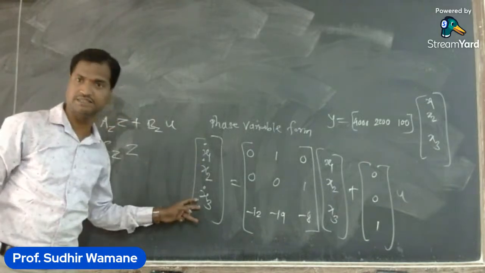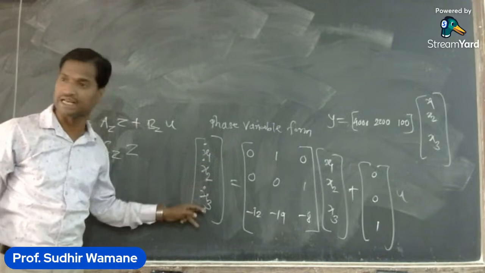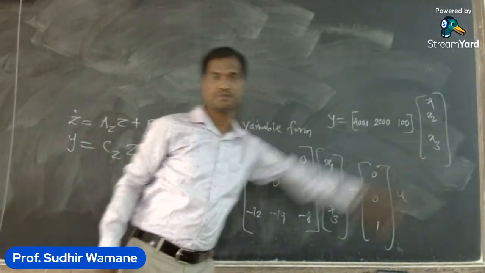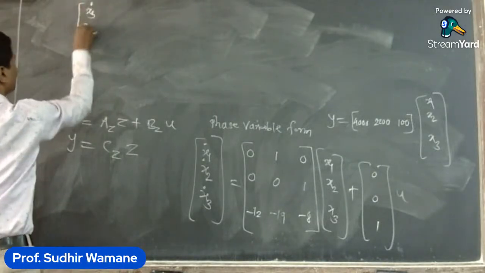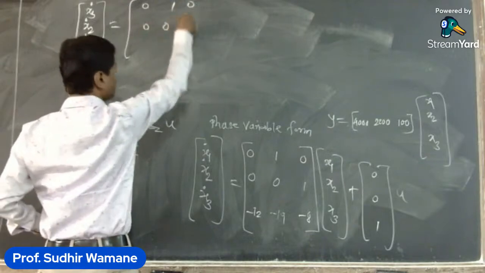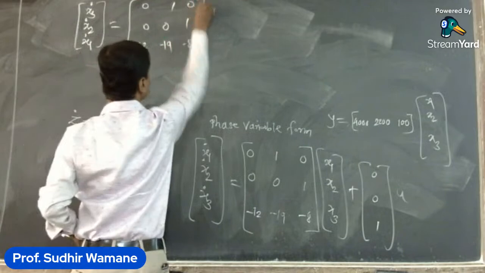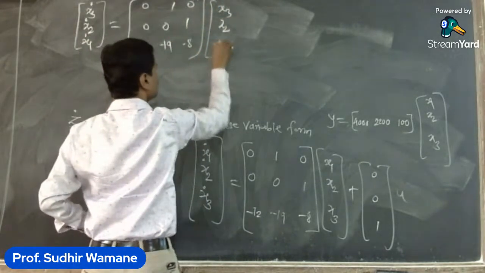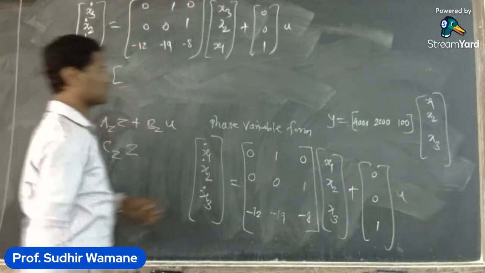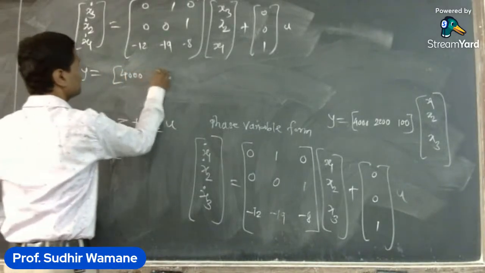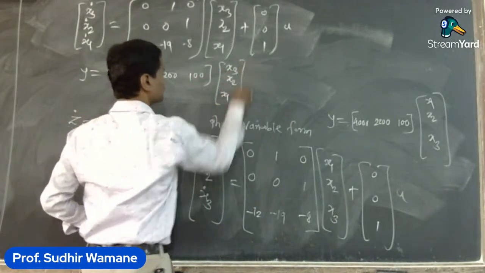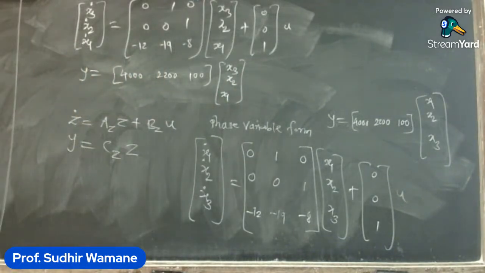Now you need to renumber these state variables. The indices 1, 2, 3 you need to write in reverse order, that is 3 to 1. Similarly here also 3 to 1, and here also 3 to 1. Renumbering, it becomes x3 dot, x2 dot, x1 dot is equal to matrix 0, 1, 0; 0, 0, 1; minus 12, minus 19, minus 8, times x3, x2, x1, plus B matrix 0, 0, 1 into u. And the output equation is the same, 4000, 2200, and then x3, x2, x1. I am renumbering them from 1, 2, 3 to 3, 2, 1.